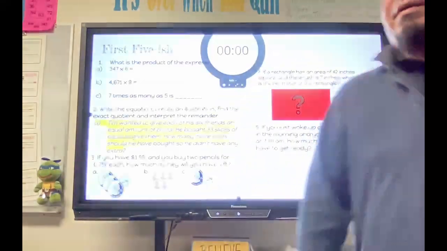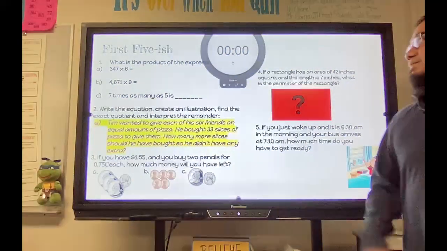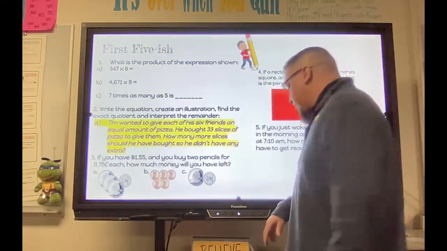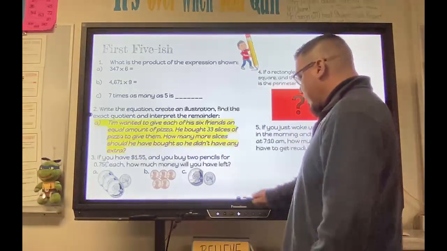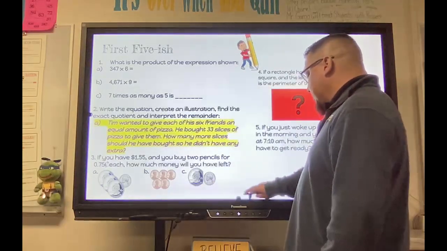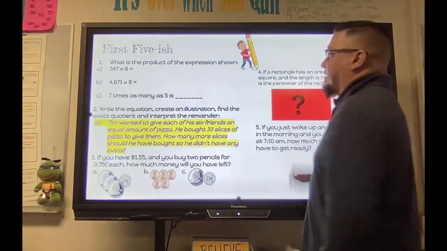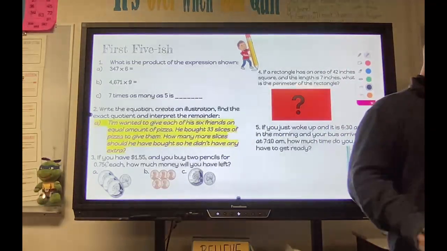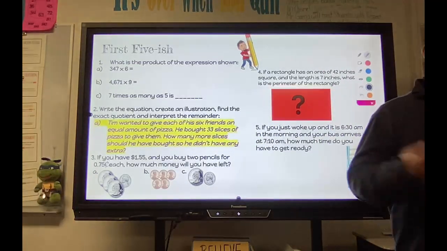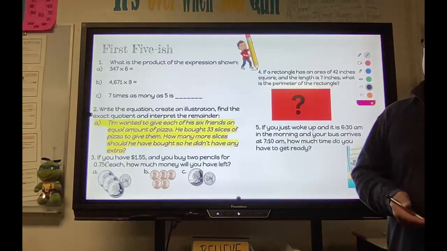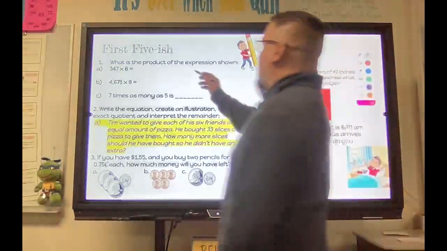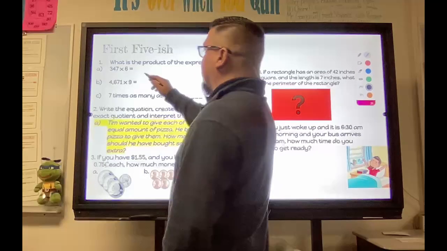All right. Number one. What is the product of the expression shown? What you needed to do was basically solve the problem. The word product means the answer to a multiplication problem. So what is the product of the expression shown?